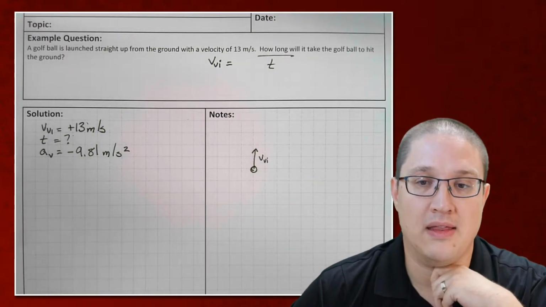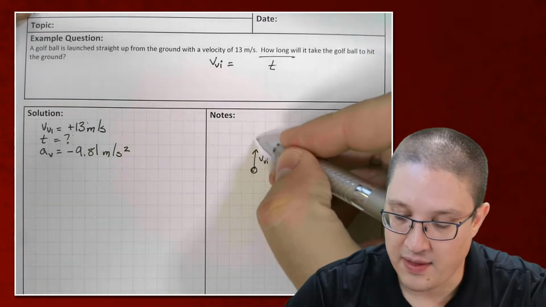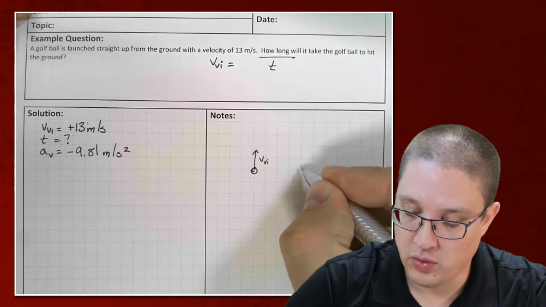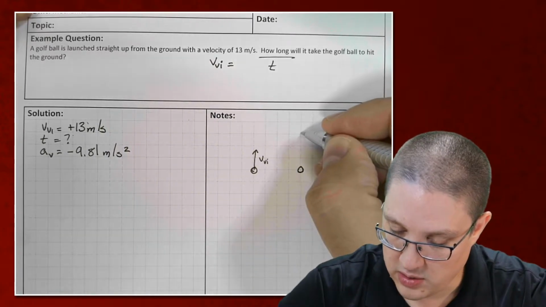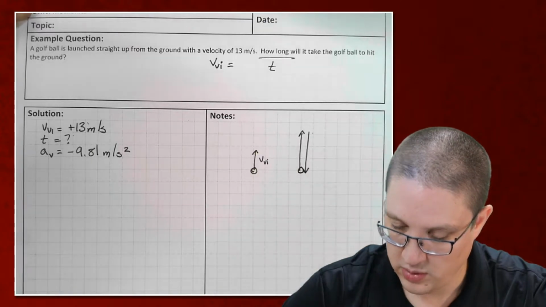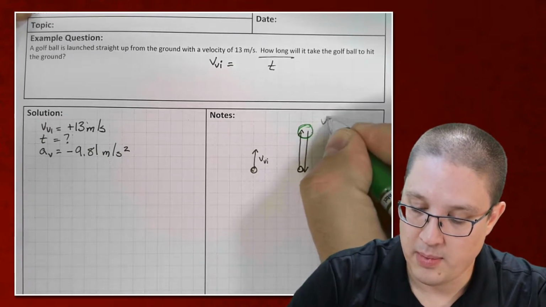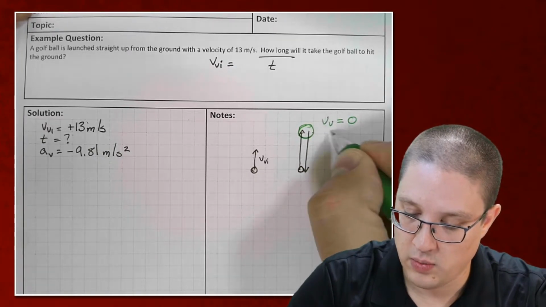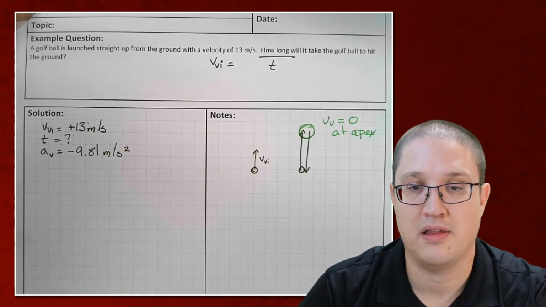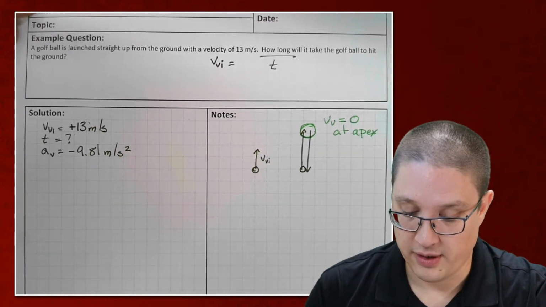Using an algebraic method, I can solve this when I realize that at the top of the arc, at the apex of this path, the vertical velocity is 0. So if I have a ball and it travels up, and then it travels back down, right at the very top of this path here, my vertical velocity is 0 at the apex, or the highest point of that path. Knowing that, I can do a little bit of figuring here.